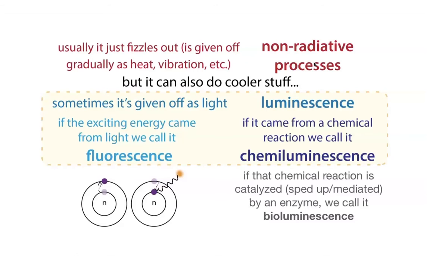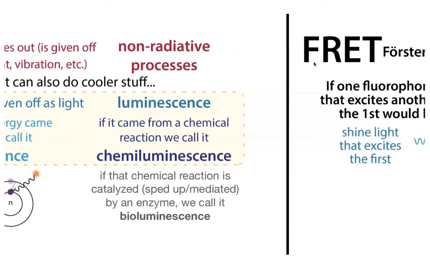So fluorescence is when you absorb light of one wavelength, your excitation wavelength, and then give it off at a different wavelength, the emission wavelength, which, as we'll talk about, is typically a longer wavelength. Because this isn't totally efficient, you lose a little bit of the energy, and so you're going to give off a lower energy, longer wavelength light, and that'll be your emission. You can also have the energy that's excited you coming from something other than light. If it comes from a chemical reaction, we call it chemiluminescence. And if that chemical reaction was catalyzed or mediated by enzymes, we call it bioluminescence. We'll talk more about that when we get into enzymes.